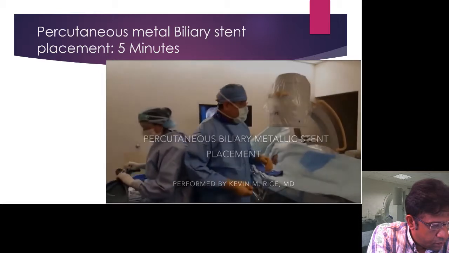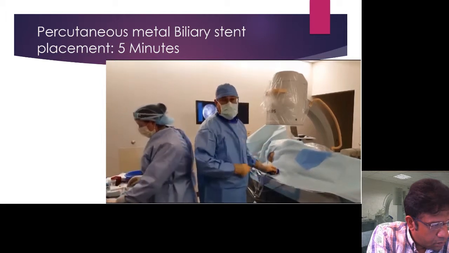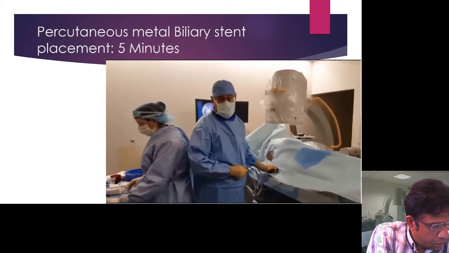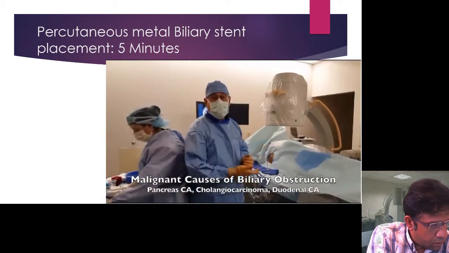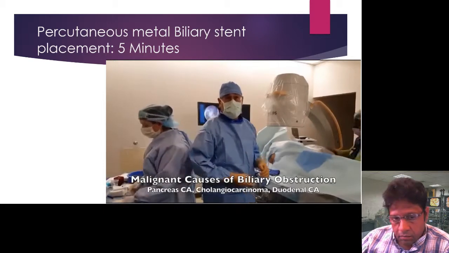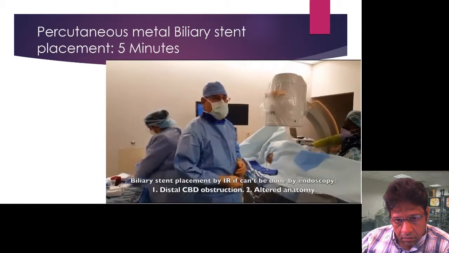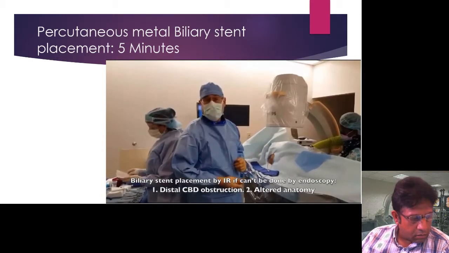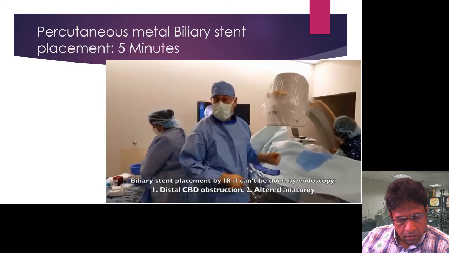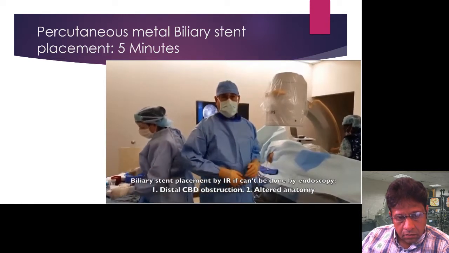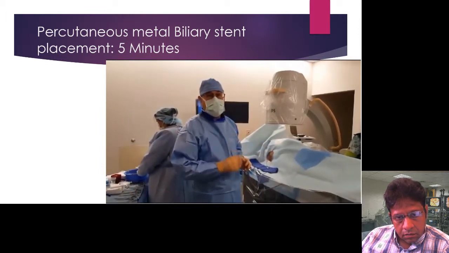Valley Presbyterian Hospital. We're doing the percutaneous biliary stent placement on this patient who's actually got a tumor in her duodenum. And usually it's done for patients such as this. Often it's for pancreas cancer or cholangiocarcinoma, where there's some obstruction. Usually it's done by the GI lab endoscopy, but sometimes it can't be done because the obstruction is distal or there's altered anatomy. In this case, she has both. She had some surgery before on her duodenum, making it difficult for the endoscopist to get in, and also the tumor is right around the distal duct.